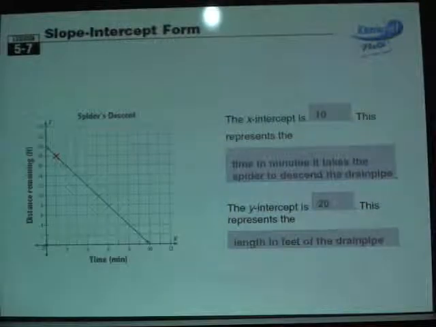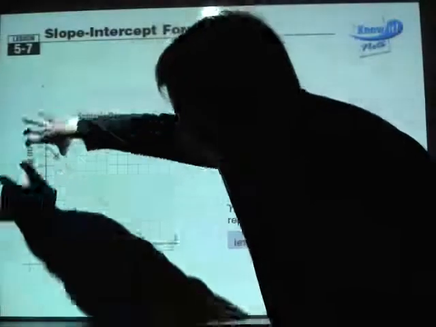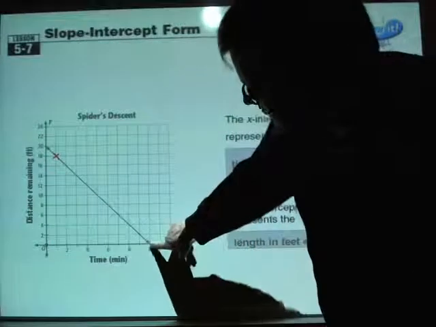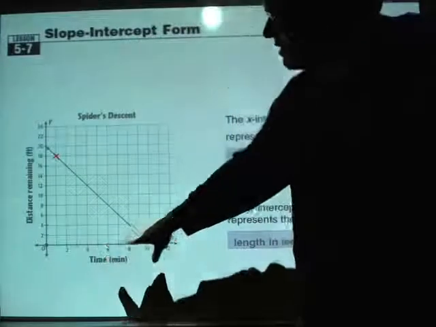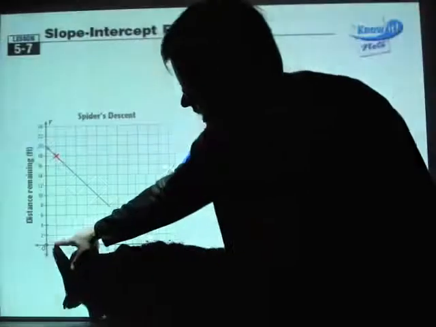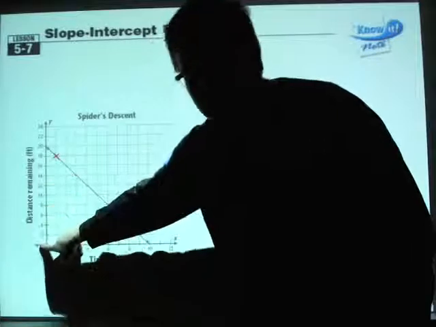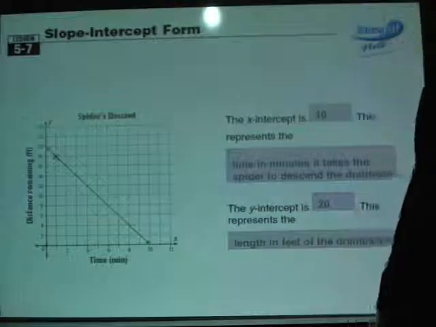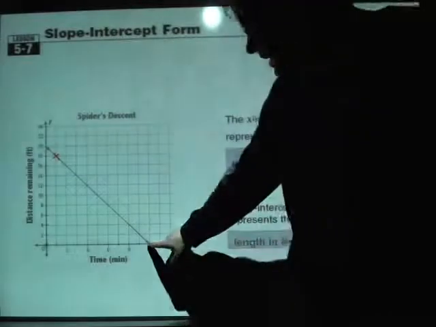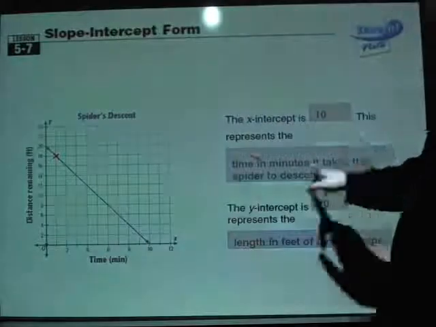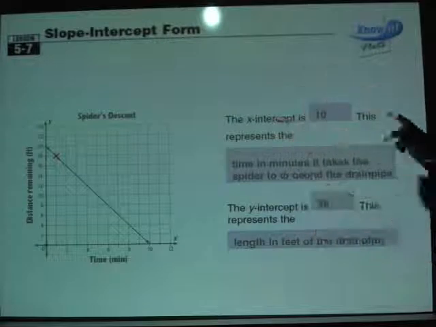All right, so let's come over here now and talk about what the x and the y-intercept mean. The x-intercept is 10. Well, as you can see based on the labeling of the graph and what they described to us a minute ago, 10 on the x-axis is an amount of time. Well, what amount of time does it represent? Well, if we read over to the left, it's at 0 on the distance scale. So that means when the spider has gotten all the way down to the bottom of the drain pipe, he spent 10 minutes doing that, which is what they're talking about right here.